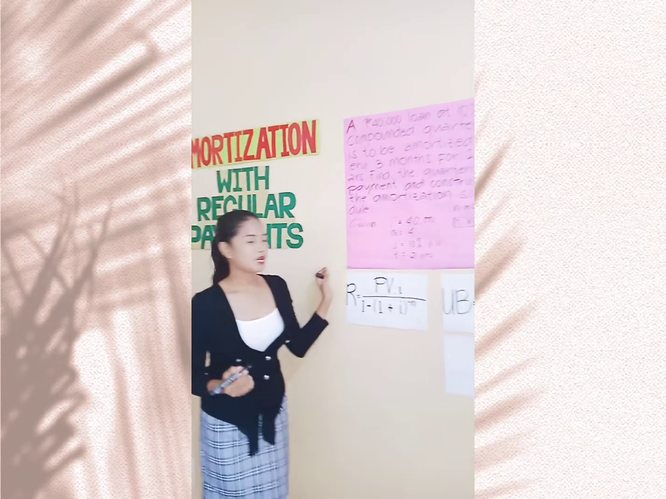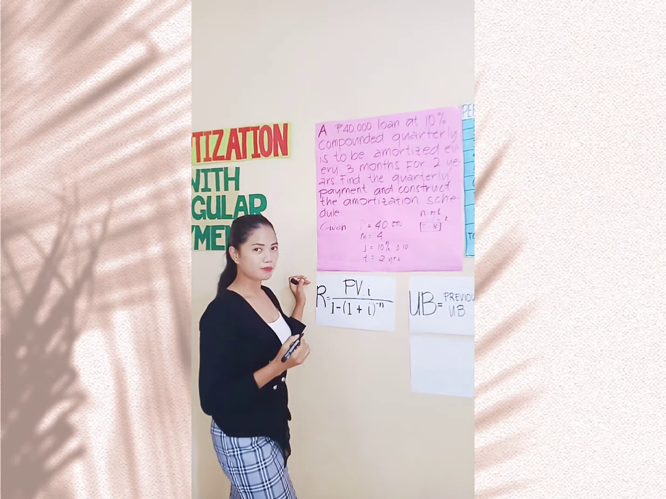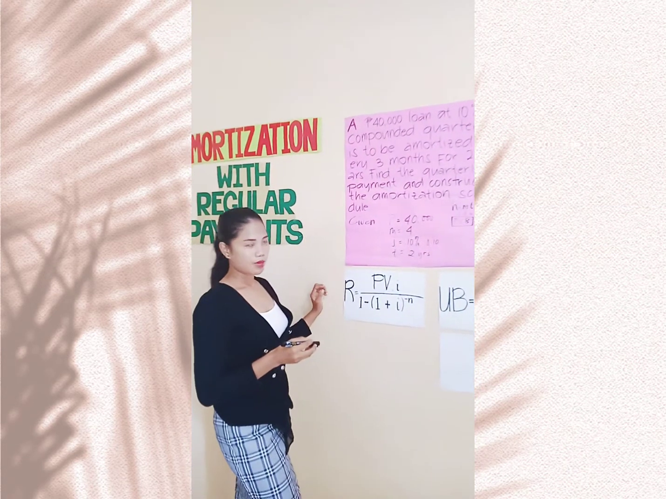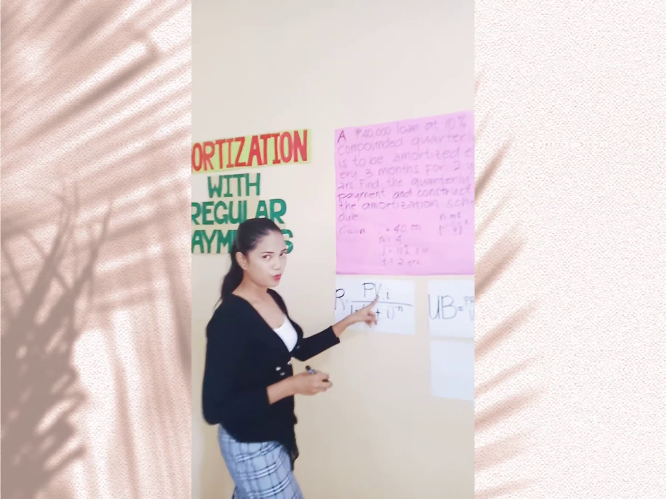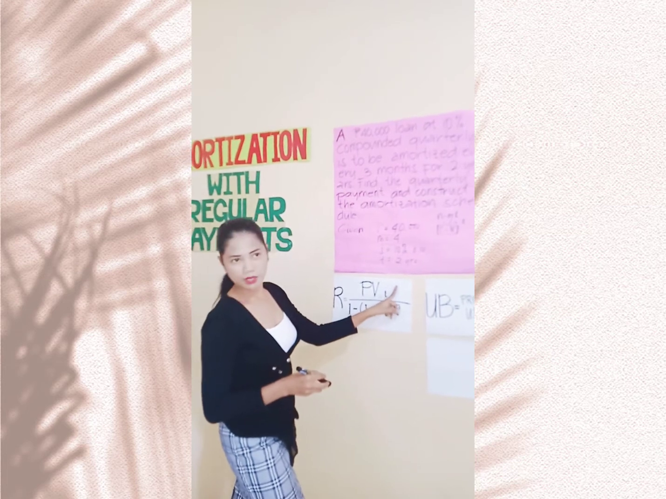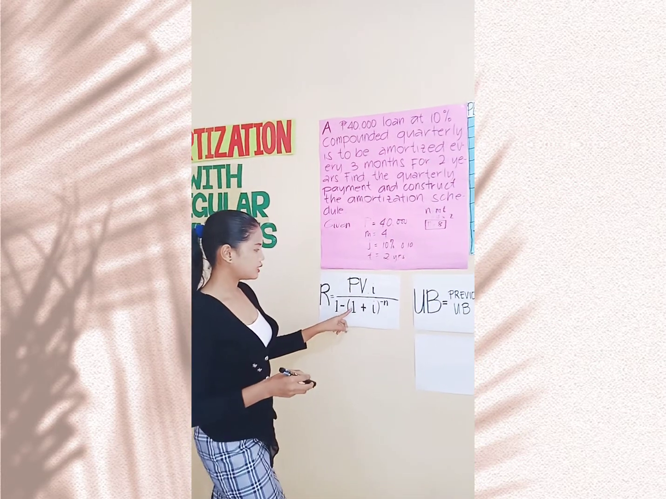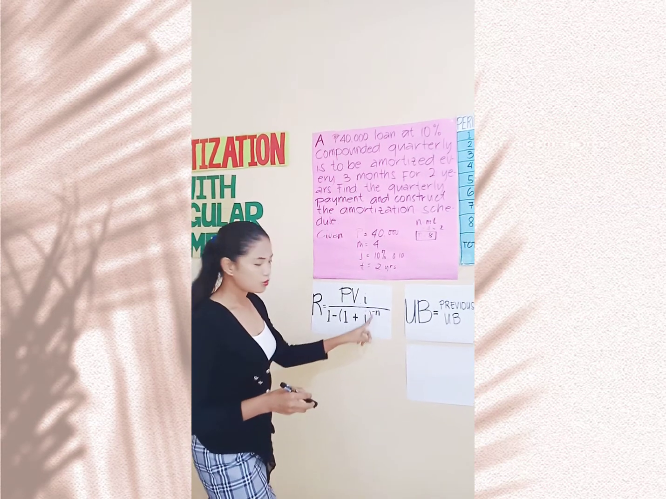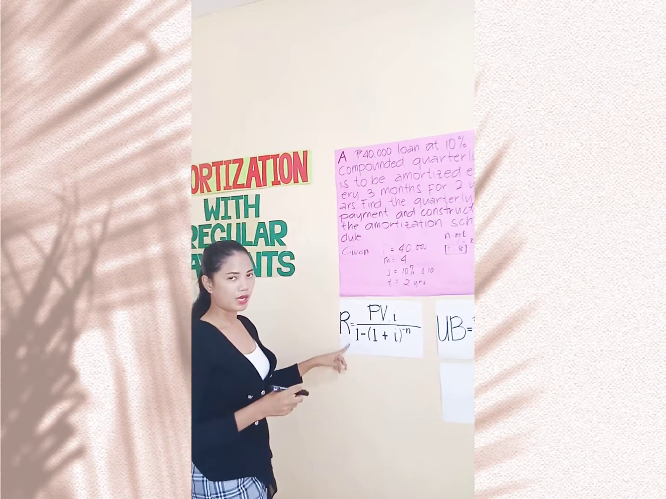And the second step is that we will find the R, or the periodic payment. Under amortization, we will use the formula for the periodic payment: R is equal to the present value multiplied by the interest, that is the ratio of the nominal rate over the conversion period, over 1 minus the sum of 1 and the interest raised to negative n. Now we will substitute the given values to this formula.